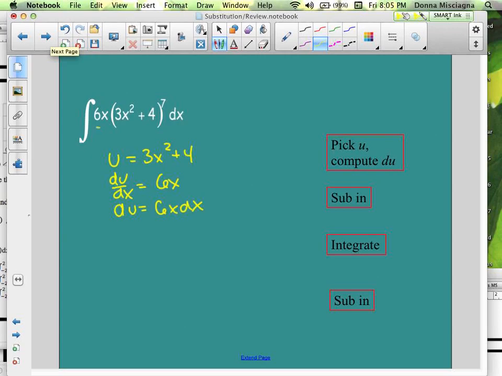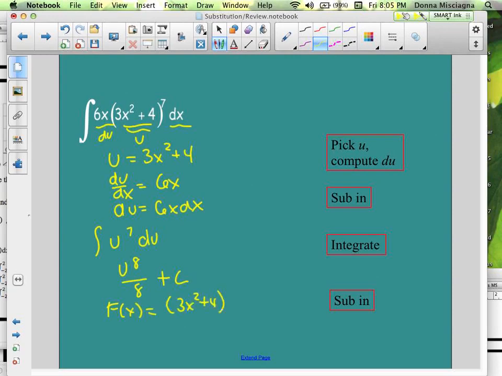Right, so this part here is du, and this part here is u. So we have the integral of u to the 7th power du, and it's just the power rule. So we're just going to increase by 1, u to the 8th, divide by the same thing, add the constant, and then just substitute back. Right? So f of x equals 3x squared plus 4 to the 8th power divided by 8. And that's all there is to it. All right? Super simple. All right, ready for the next one.